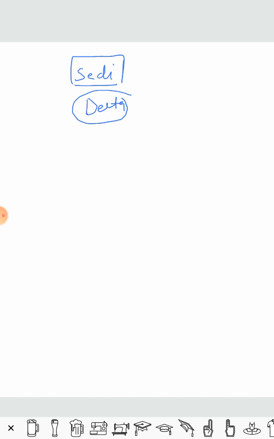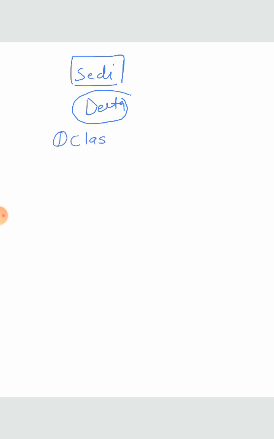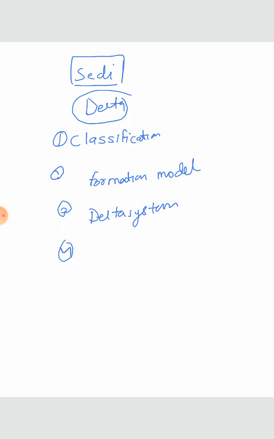So, in the sedimentary environment, we are going to study the delta. We'll divide it into first the classification, and then formation model, and then delta system, and then the facies. So there is a topic called provenance and facies of the sedimentary systems.